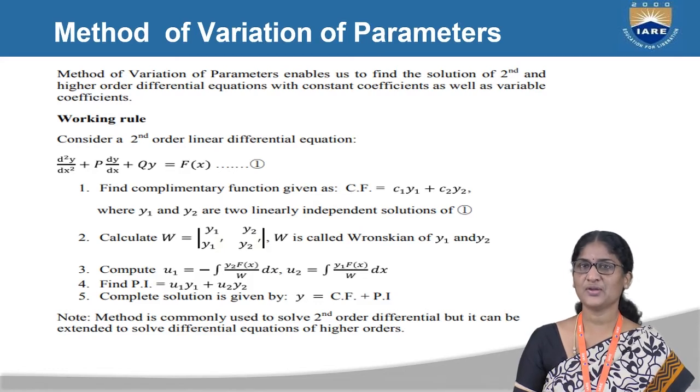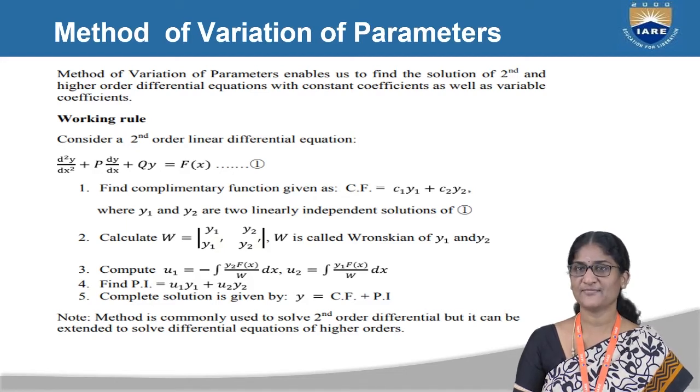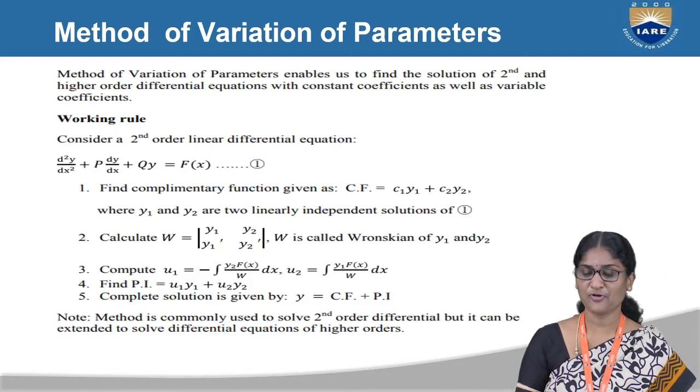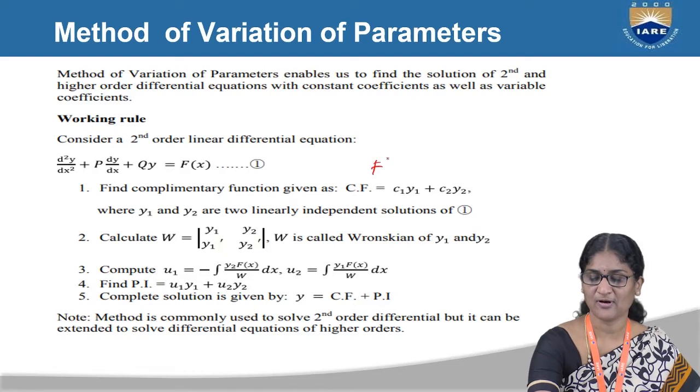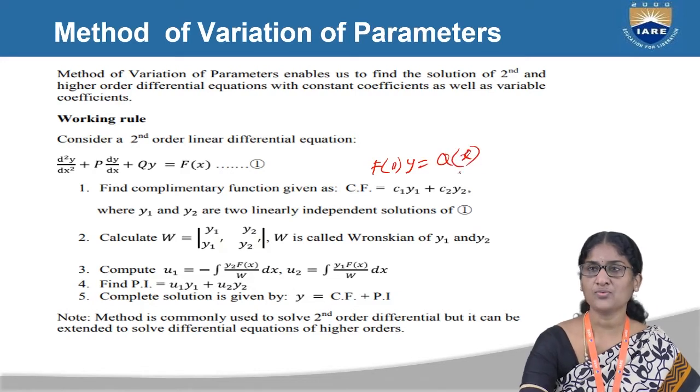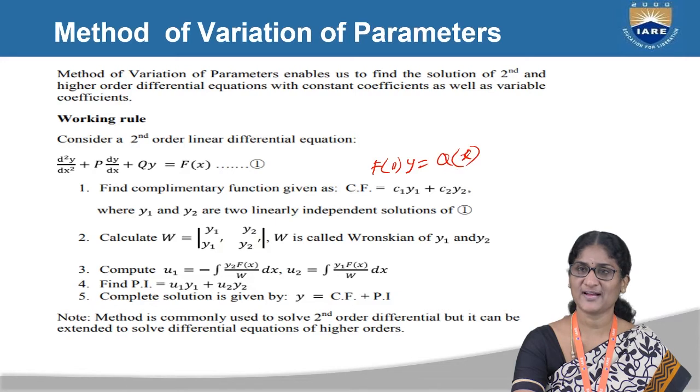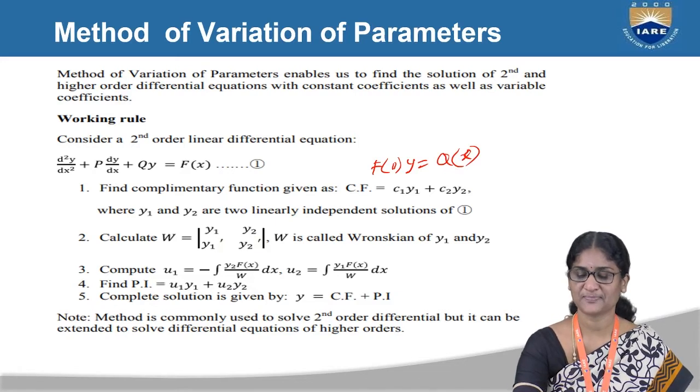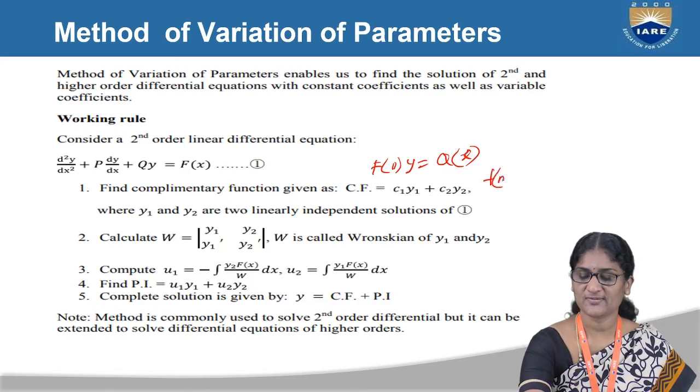Now, the first thing we have to do is find out the complementary function of the given equation. To do this, we have to reduce the given equation into standard form. The standard form is f of D into y is equal to q of x. How to write the auxiliary equation, we have discussed in the previous sections. The auxiliary equation is given by f of m is equal to 0.